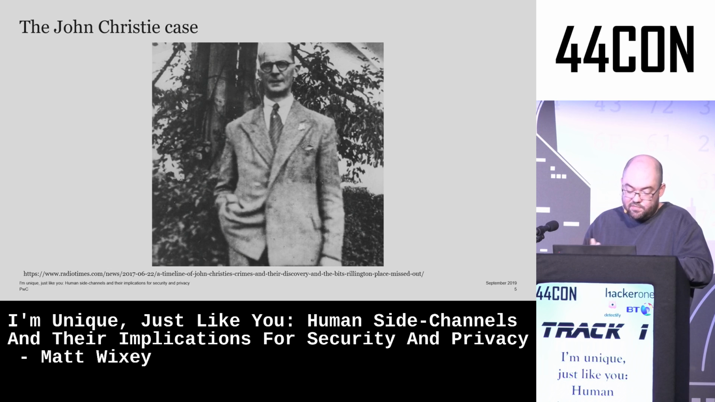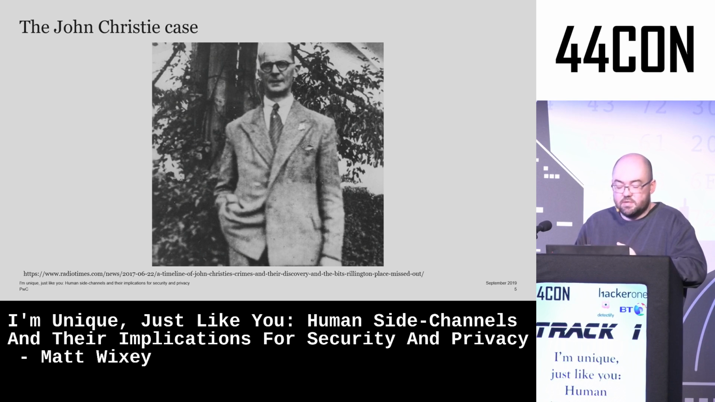And Jan Svartvik coined the term forensic linguistics, the practice of analysing language to try and identify who wrote it or who said it.